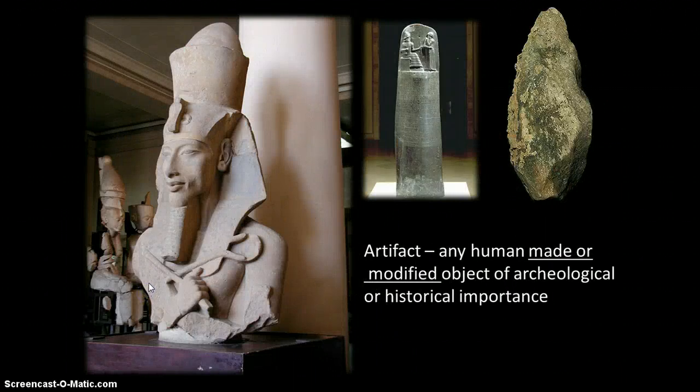Artifact. Any human-made or modified object of archaeological or historical importance. I've underlined made or modified, so that really defines artifact for me, but you could also put in human and object into that. So here are some examples of artifacts. The first one is a stone carving of an ancient Egyptian pharaoh, or king, by the name of Akhenaten. Akhenaten was a very controversial figure in ancient Egypt, and we'll be visiting with him later in the year. But before we visit him, we'll be visiting this guy right here.